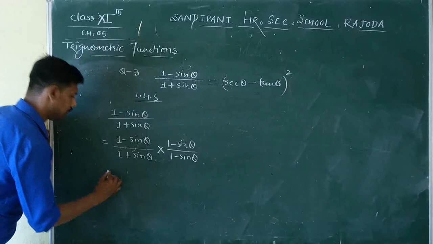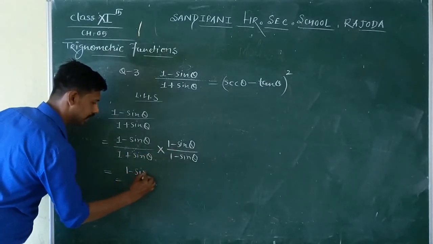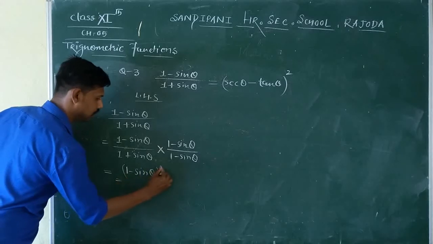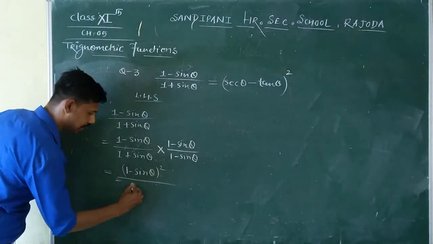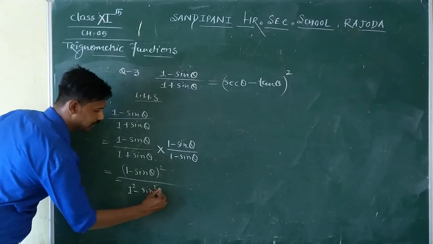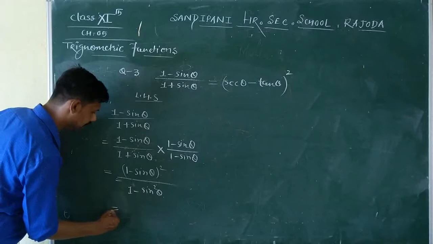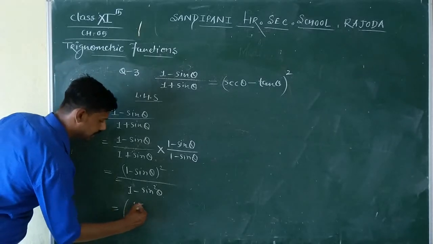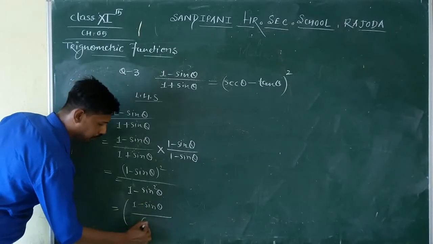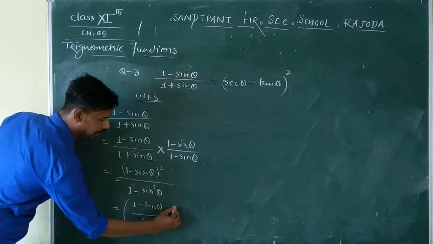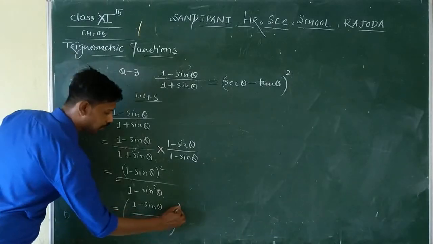Student, taking numerator multiplied by numerator, so 1 minus sin theta whole square. In the downward side, a plus b, a minus b, that means a square minus b square: 1 square minus sin square theta, which will be equal to cos square theta. Numerator square, denominator square, so we take whole square.